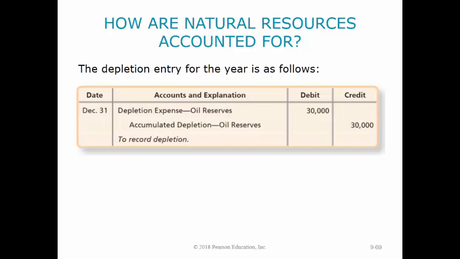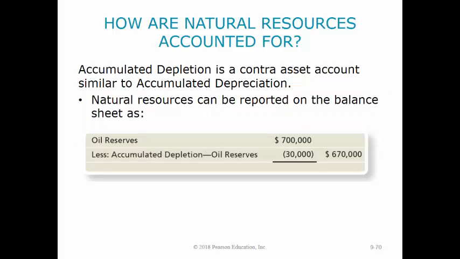The depletion entry for the year debits Depletion Expense, Oil Reserve and credits Accumulated Depletion, Oil Reserves for $30,000. Accumulated depletion is a contra asset account similar to accumulated depreciation. Natural resources can be reported on the balance sheet as the net of the natural resource account and the accumulated depletion account.